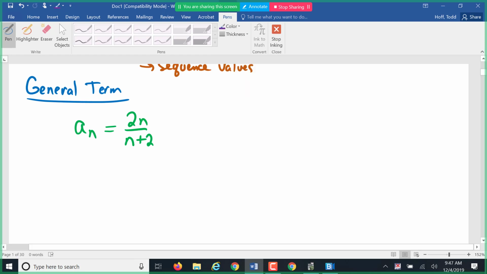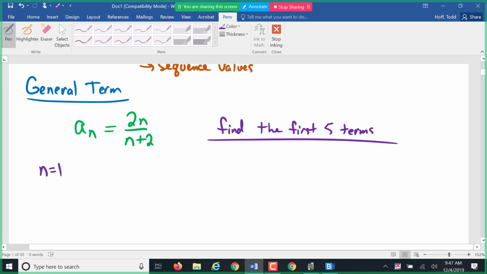So let's say we are asked to find the first 5 terms of that sequence. So we start off with n equals 1. a_1 is going to be 2 times 1 over 1 plus 2. That is 2/3.